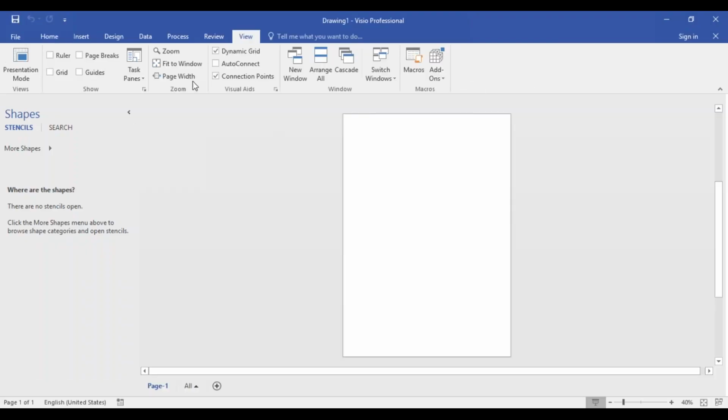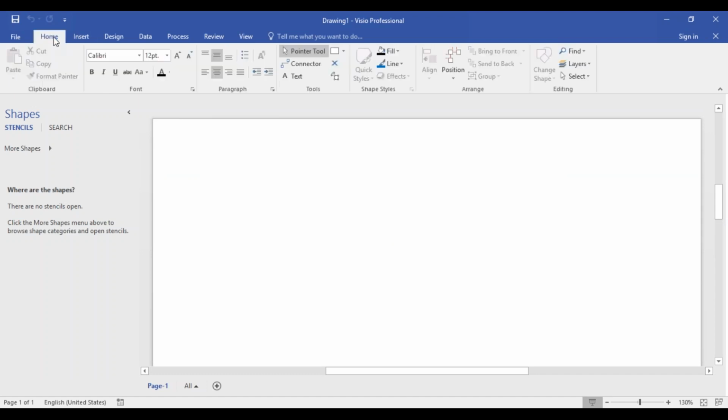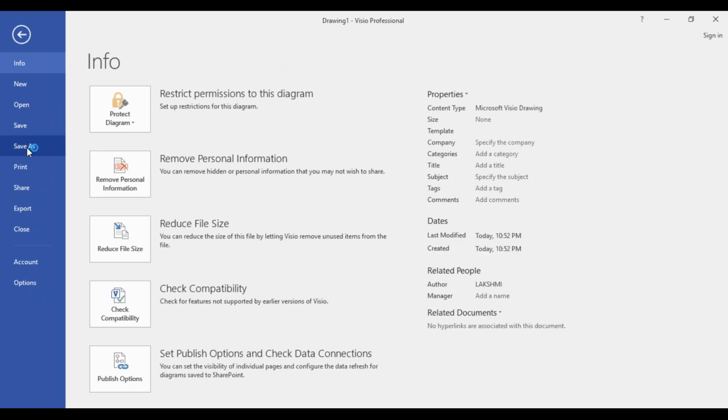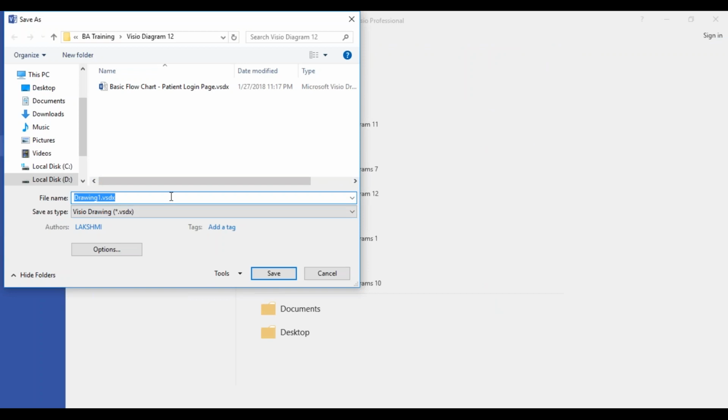Click on view, page width, scroll up. Click on Home. Save your drawing. I have the folder created. I'm not going to repeat it again and again. This is called a mind map diagram.